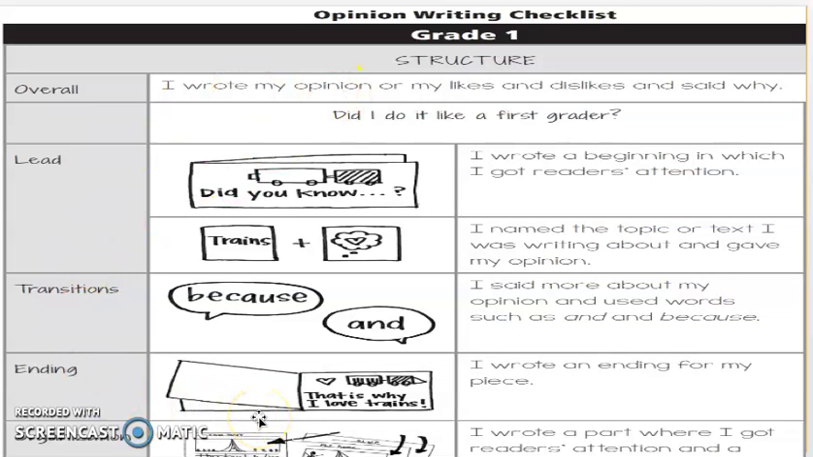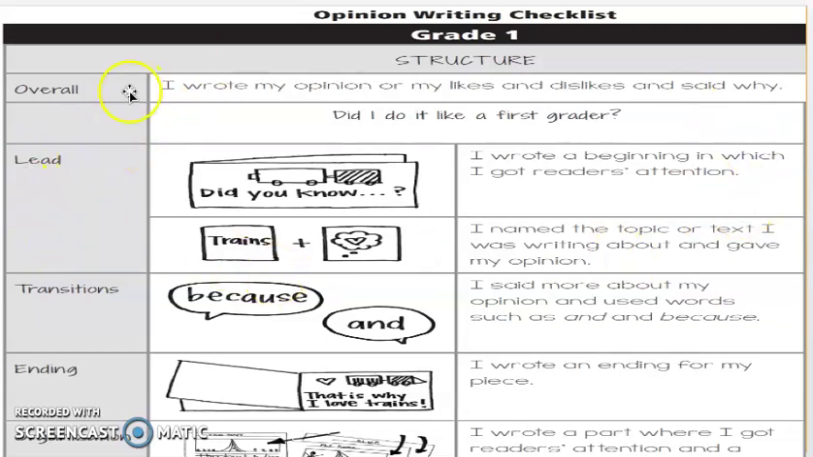And this is our opinion writing checklist. We might have seen this before in a previous lesson, but we are going to use it again today. So when we use this, we want to make sure that we wrote our opinion and our likes and our dislikes, and we said why. And we want to make sure we are doing it like first graders.